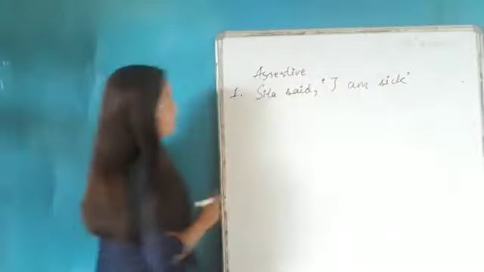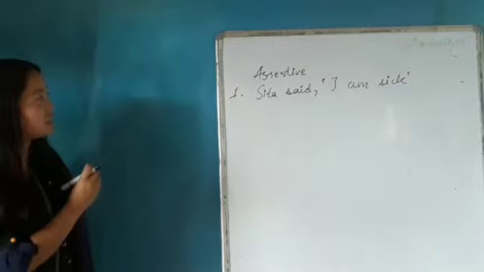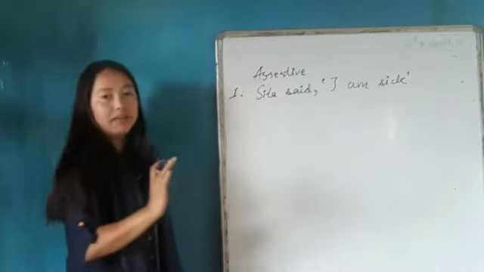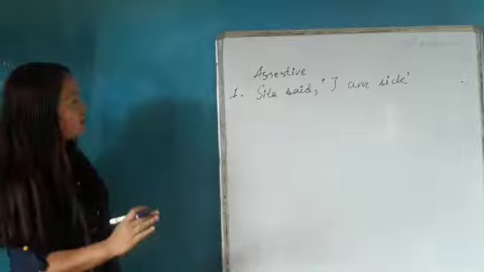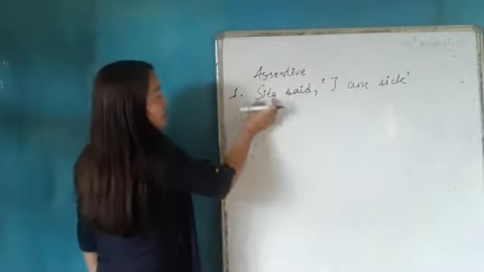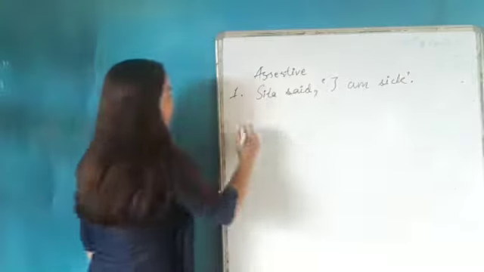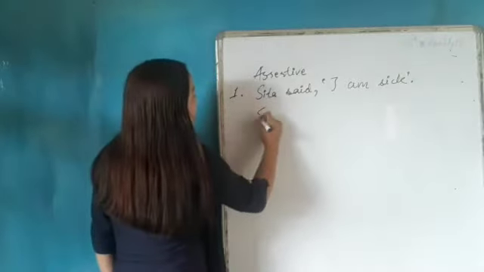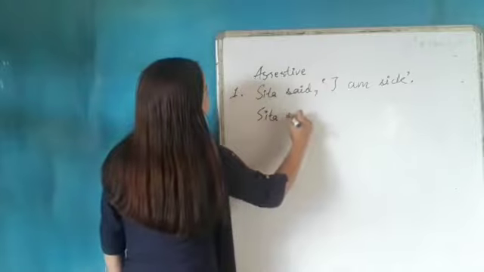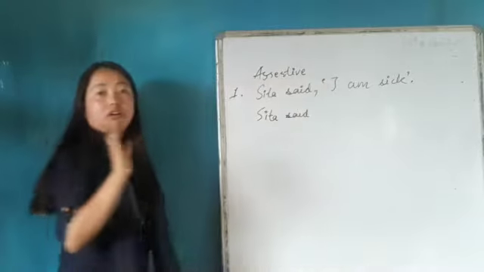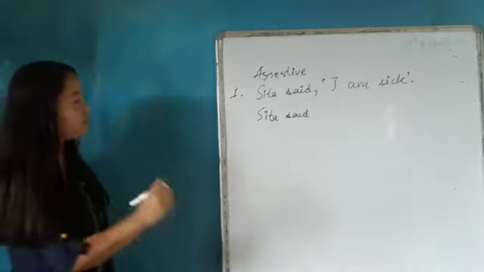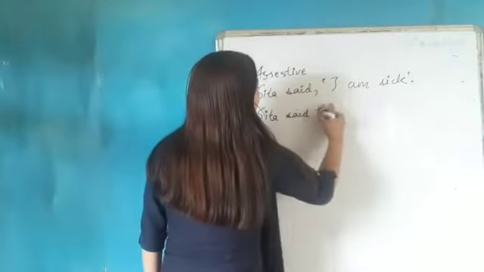So this is your sentence. This is an assertive sentence and it is a statement, just a simple statement. And here, this is the direct speech. Sita said, "I am sick." So when you're converting it into indirect speech, it's very easy. So Sita said, we will not be using the inverted commas. In that case, we'll be using "Sita said that."